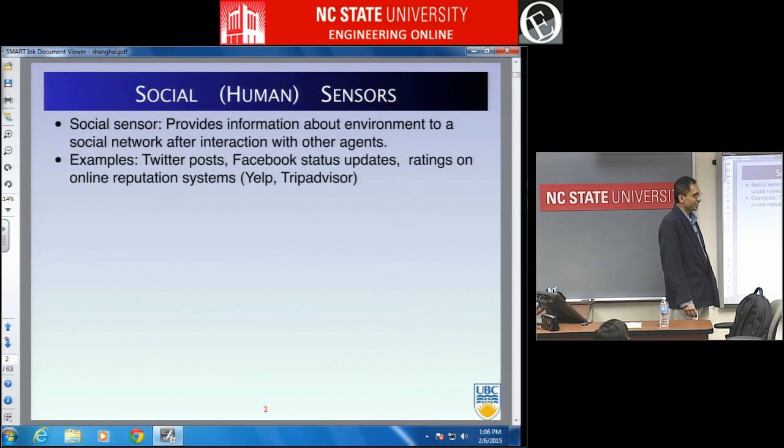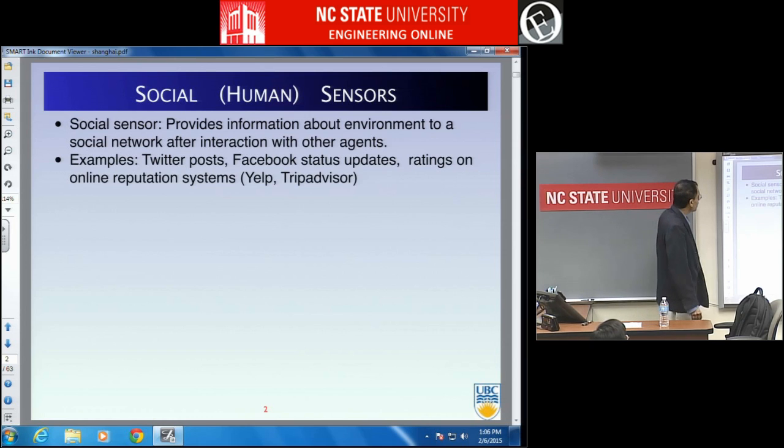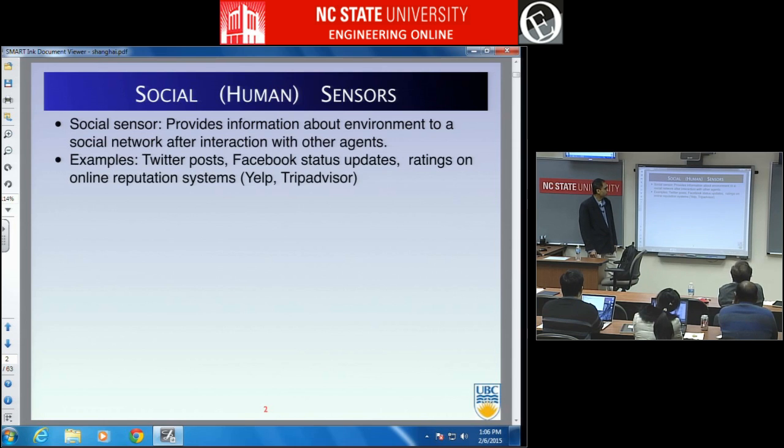That's okay. Yeah. So I first want to start with just some basic loose definitions of what we're describing here. So let me first start with something about a social or a human sensor. So a social sensor typically is a human, and it provides information about the environment to a social network after interacting with other humans. So you can say other agents. So agents and humans are used, same terminology. And examples of this include, of course, Twitter, Facebook state updates, ratings on online reputation agencies like Yelp, TripAdvisor, several other things as well.